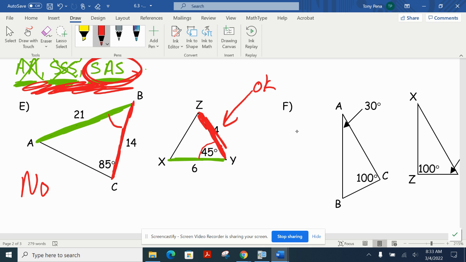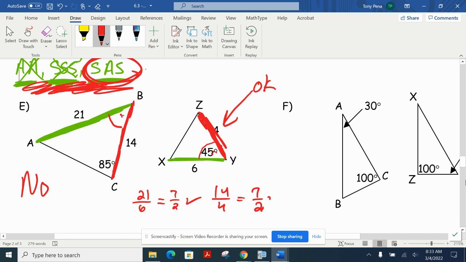Even if you set these up, again, be careful. Let's say I did 21 over 6. If I reduce that, that's going to be 7 halves. If I do 14 over 4, that's going to reduce down to be 7 halves. So we're satisfying that idea. But again, we have to have the included angles be the same, and we don't know that they are.